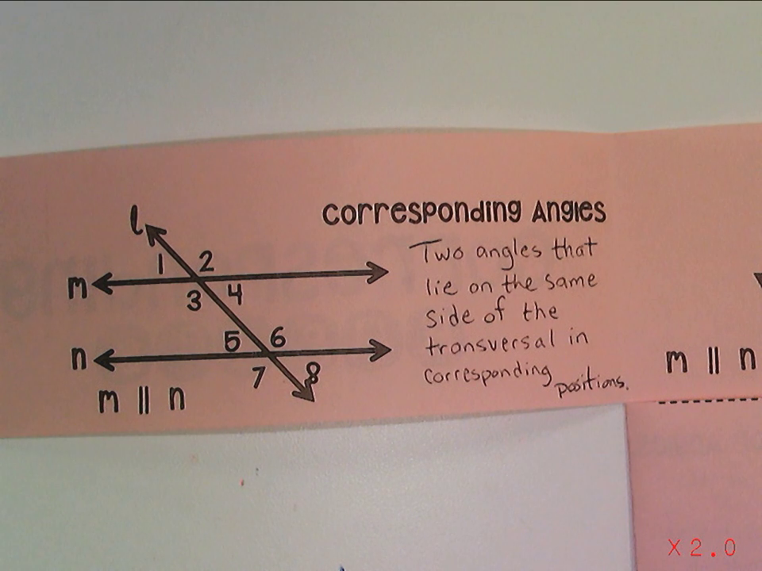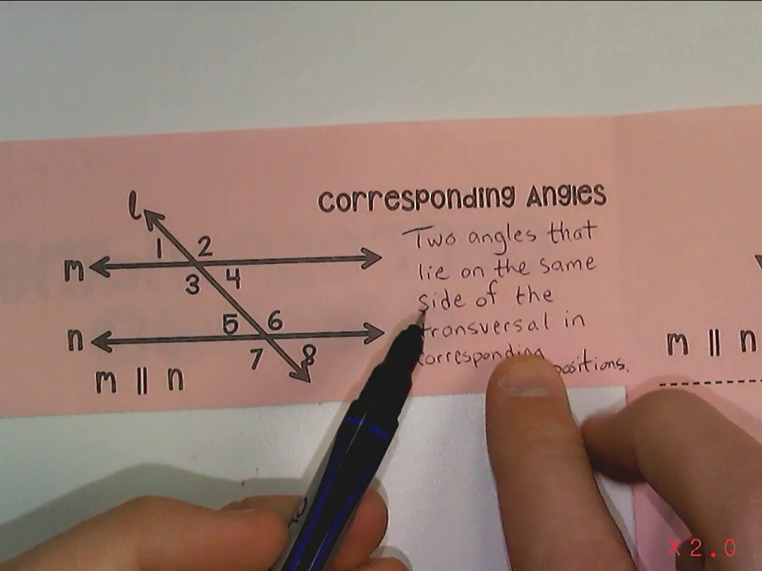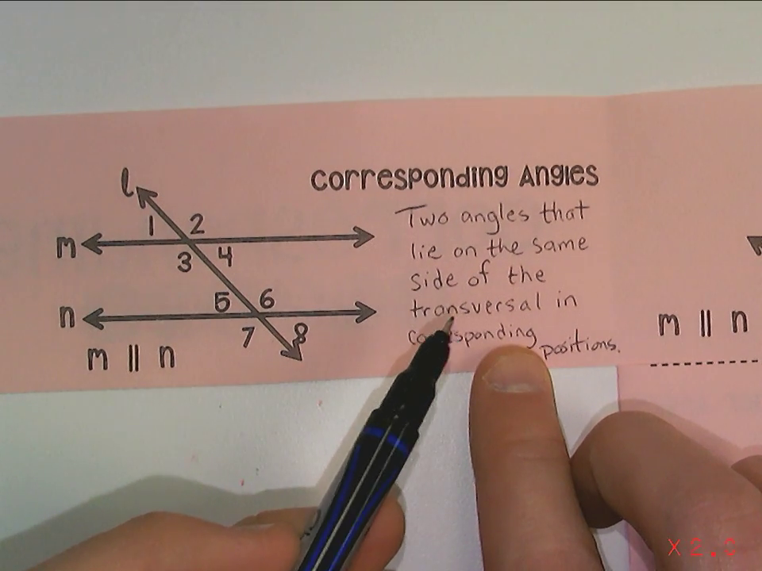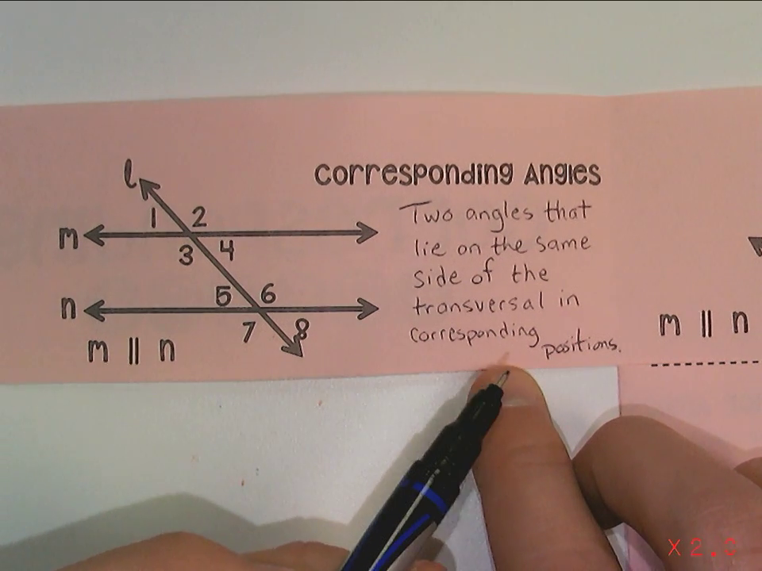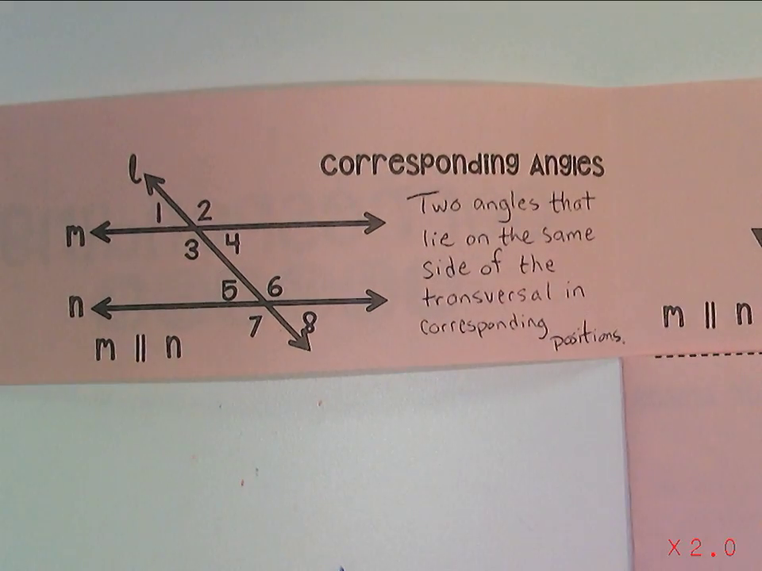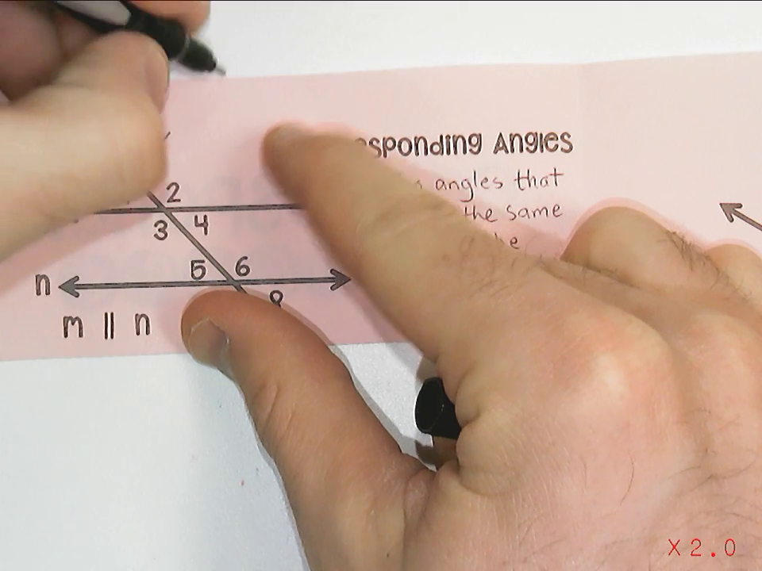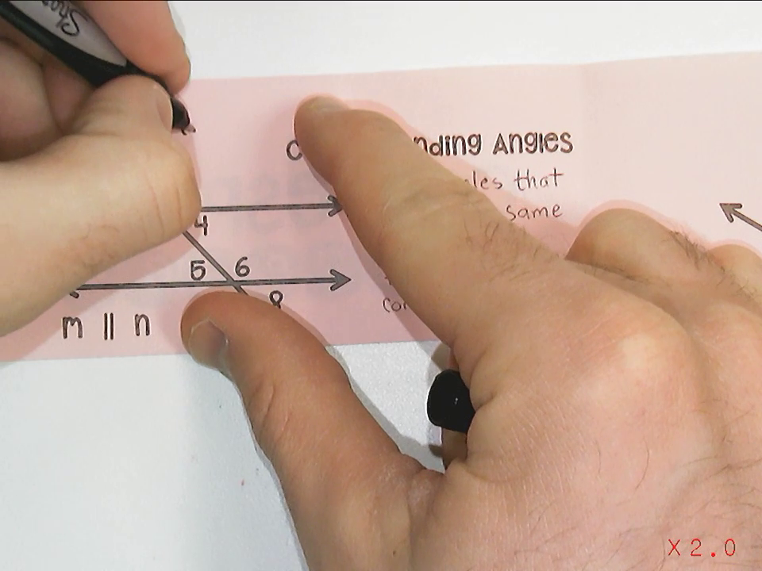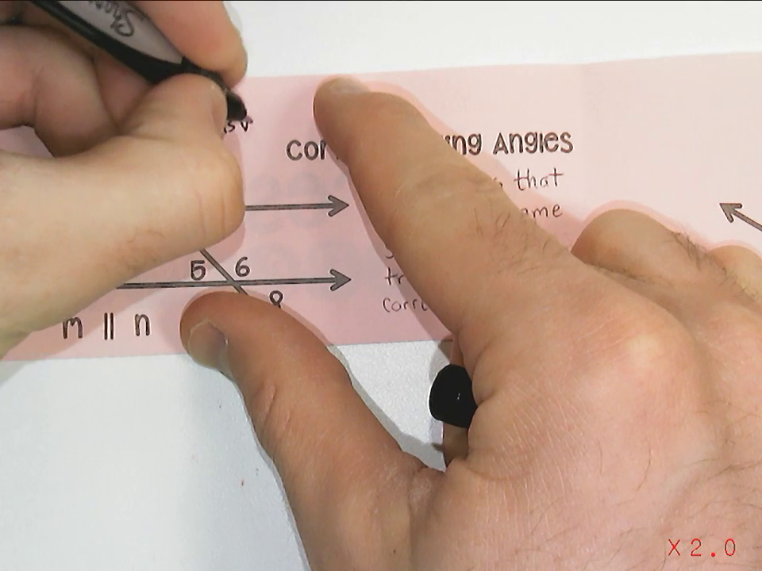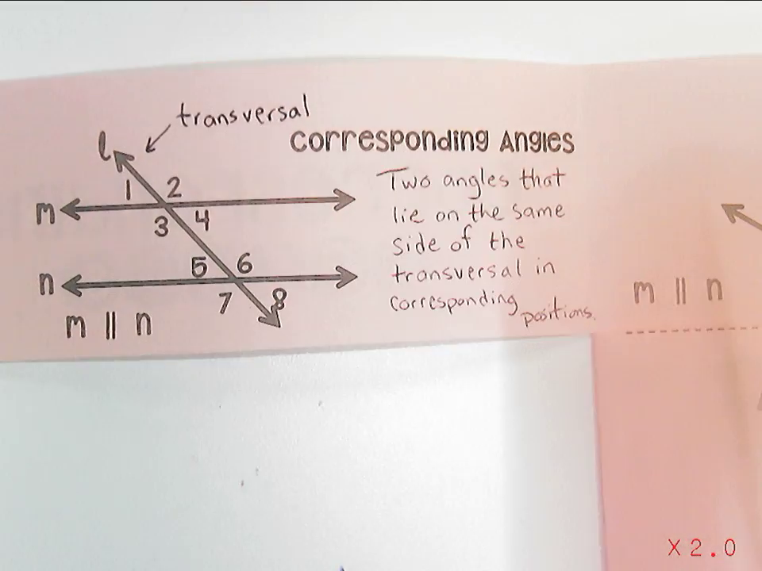What I'm going to do is use markers to coordinate colors so we know which angles are corresponding. And the first set that we'll have that's corresponding. So if we look at this definition again, two angles that lie on the same side of the transversal in corresponding positions. So same side of the transversal, which I should label first. This line L that's cutting through, this is known as a transversal. It cuts two parallel lines. So that is a transversal.